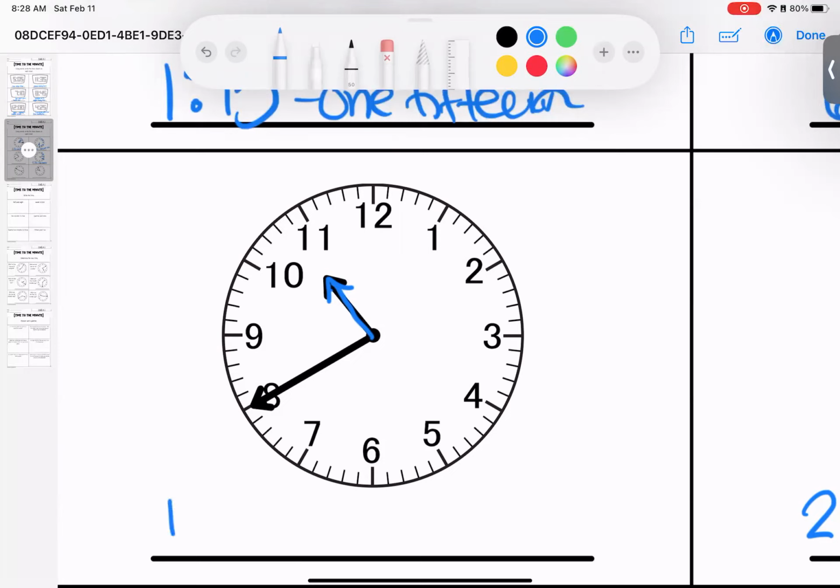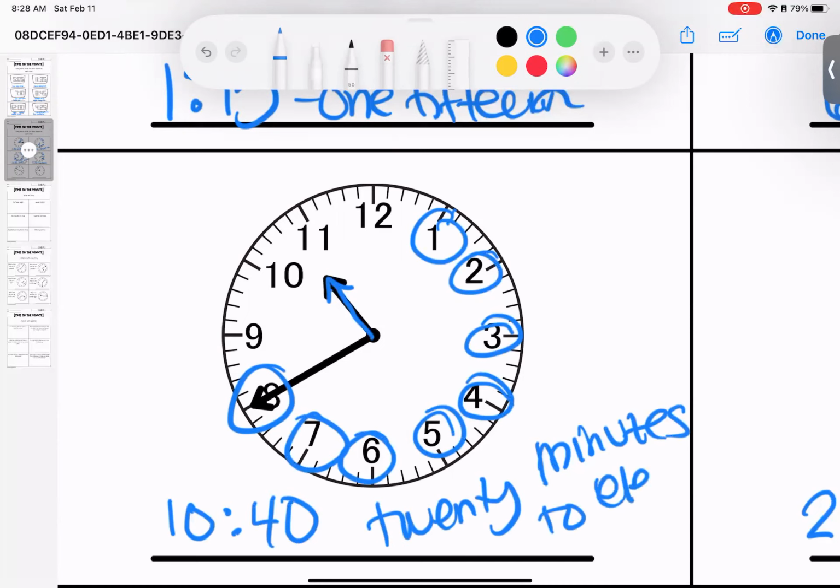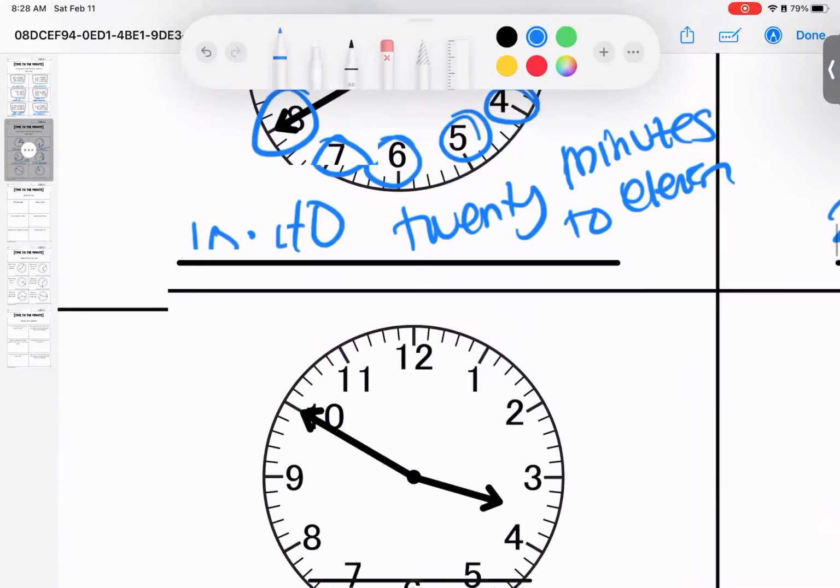So 10 o'clock. And then we have how many minutes? 5, 10, 15, 20, 25, 30, 35, 40. So 10:40, I could write it as 10:40, or I can say 20 minutes to 11. Lots of options, right?